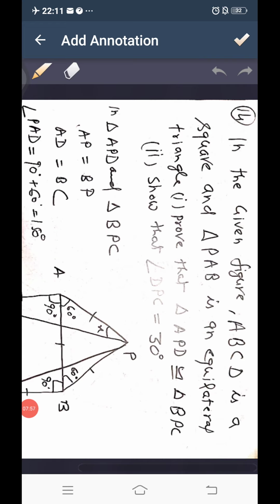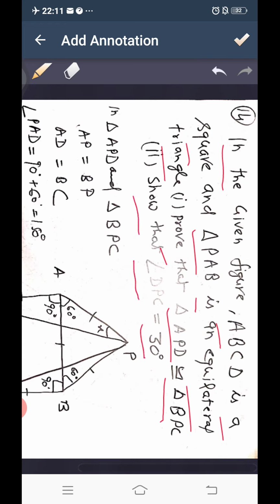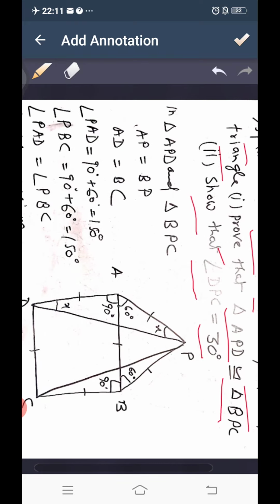Question number 14. In the given figure, ABCD is a square and triangle PAB is an equilateral triangle. Prove that triangle APD is congruent to triangle BPC and show that angle DPC equals 30 degrees. In the book it is given as 15 degrees, that is given wrong. So we will take it here, angle DPC equals 30 degrees, that will be the correct answer. So let us see the figure.